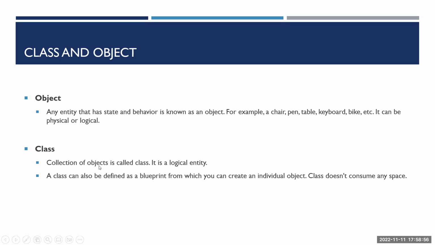Then what is a class? A collection of all these objects is called a class. So it is a logical entity. A collection of chairs, a collection of pens, a collection of tables, all of these are called a class. The class is defined as a blueprint from which you can create an individual object.